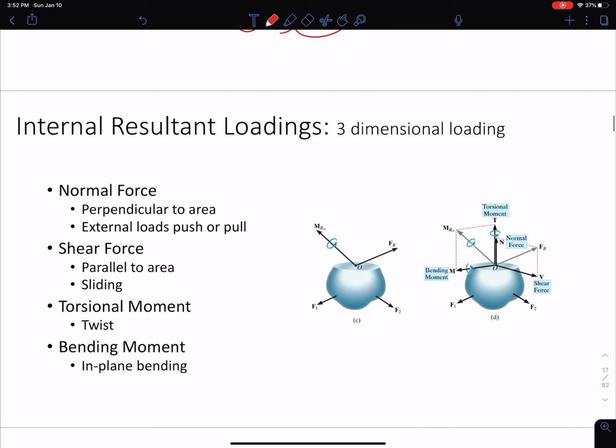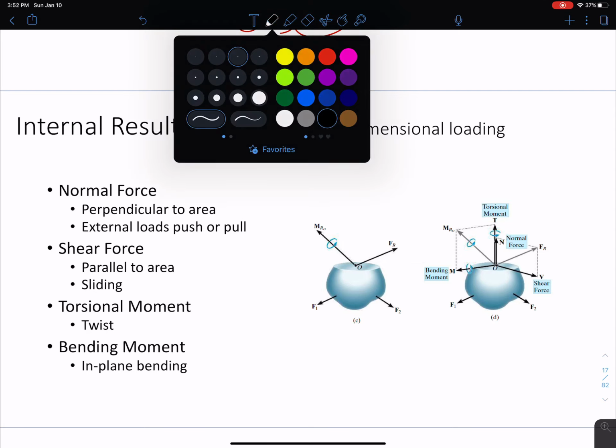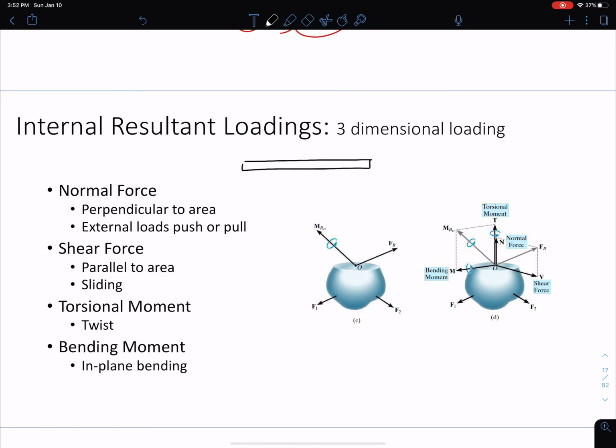Okay. Internal resultant loading. So this kind of potato shape is what they show in the book a lot when they're showing bodies, but I think it's easier also if I show you guys a beam as well. So imagine I have a beam here.